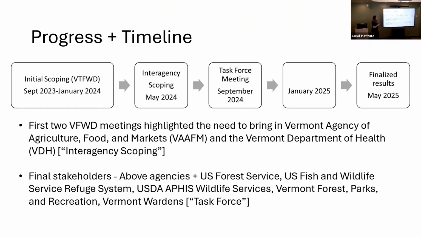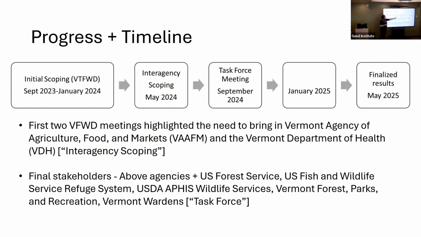So I'm going to close out by just telling you how we got to where we are and what's left. As I mentioned, we started back in September 2023. We started with just Vermont Fish and Wildlife Department. Pretty quickly, they identified over the course of 2 meetings that other partners needed to be at the table. And at that meeting, that's where Agency of Ag and Department of Health joined up for the first time.